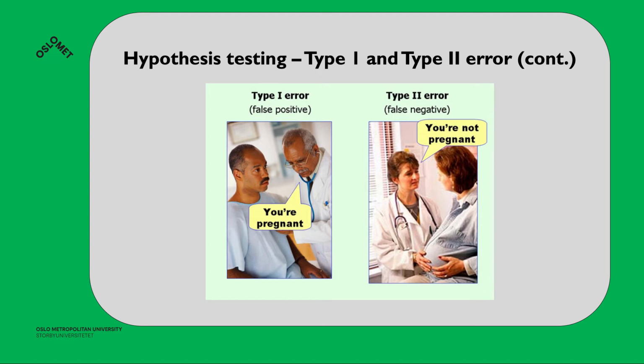So he's rejecting the null hypothesis that you are not pregnant, whereas in the other picture the doctor tells the woman who is obviously pregnant that she is not pregnant. She's keeping the false null hypothesis, which is of course that the woman is not pregnant. So it's a false negative.